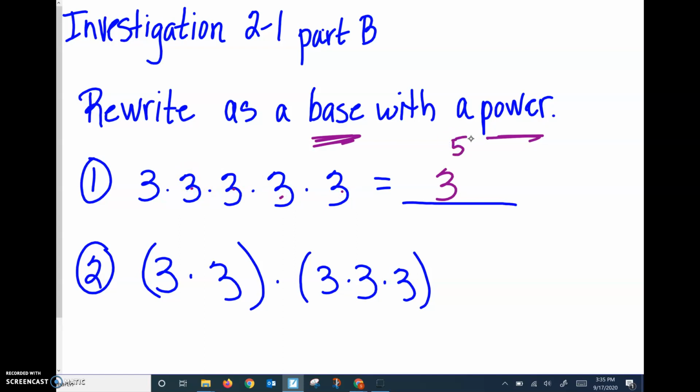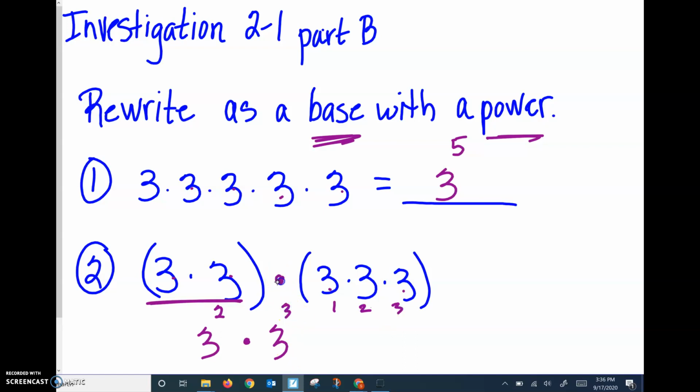All right, number 2. Looks like we have some different ways that this is split up. If we look just inside here, we still have the base of 3, and we have 1, 2 of them. So we have 3 to the 2nd. And over here, we've got 1, 2, 3. So we have 3 is the base that's repeating, 3, 3, 3. How many times is it repeating? 1, 2, 3 times, so the exponent is 3.